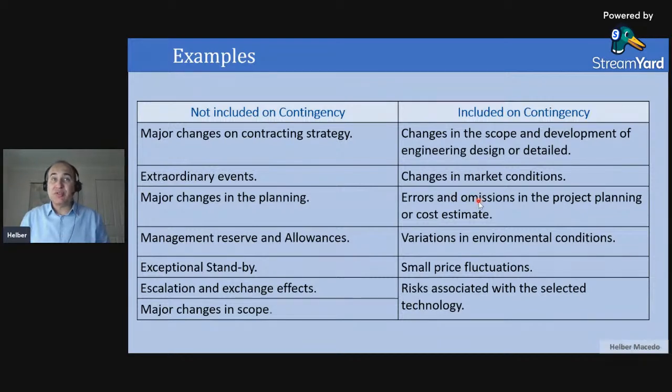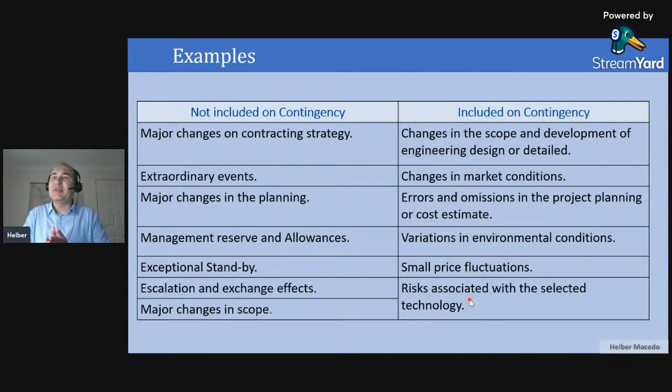Errors and omissions. We are human, and of course sometimes mistakes happen during the planning phase or the tender phase, and the expectation is that the contingency will cover them. For example, a typo error: I should type 10, and then I typed 11. Variation in the environmental conditions: I'm planning that it will be raining at my site, I don't know, 100 days, but in reality it moves to 105 or 110 days. Contingency could cover this type of variation. And as well, risk associated with the technology.